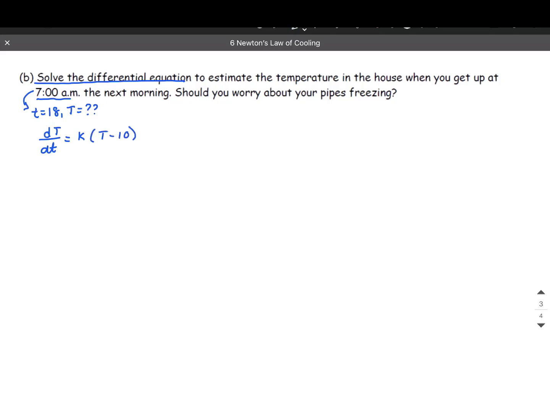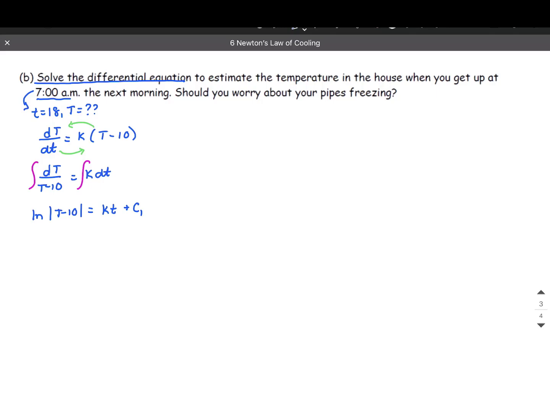Now we need to separate the variables. Capital T is to the left, lowercase t is to the right. So that means we're going to divide, and we have dT over T minus 10 equals k dt. Now we're going to integrate both sides. Because the derivative of T minus 10 is 1, I can do 1 over T minus 10 and integrate that to the natural log of the absolute value of T minus 10 without doing a u substitution. That works because the derivative of T minus 10 is positive 1. Equals the antiderivative of k dt, which is kt plus our constant, okay?